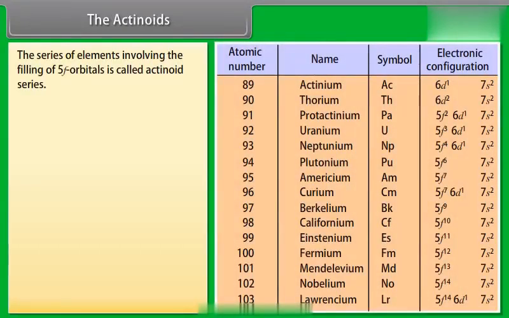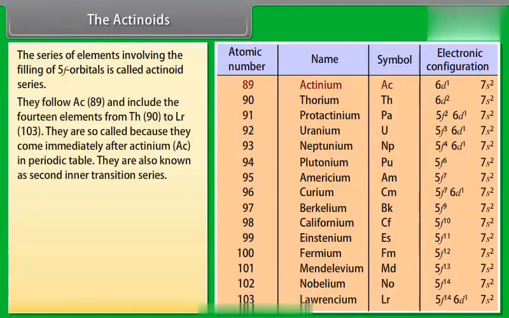The actinoids. The series of elements involving the filling of 5f orbitals is called the actinoid series. They follow actinium and include the 14 elements from thorium to lawrencium. They are so called because they come immediately after actinium in the periodic table. They are also known as the second inner transition series.